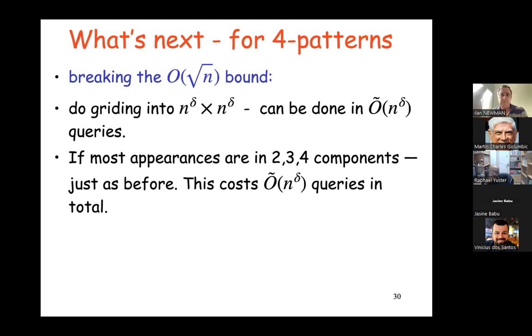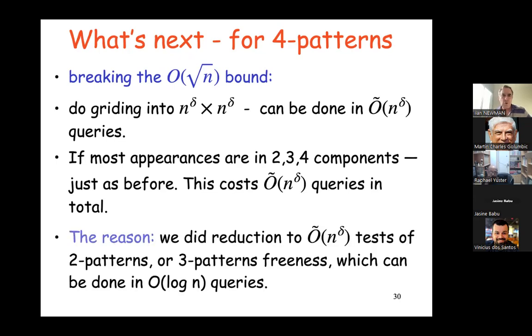I will not be able to sample all points, but I could now do recursion on the component that I will sample. So the way to go down to n to the delta is to do a much coarser gridding on the first recursion level, and then recurse on just one component. Okay, and that was for the cases of 3 and 4 components, just as before.